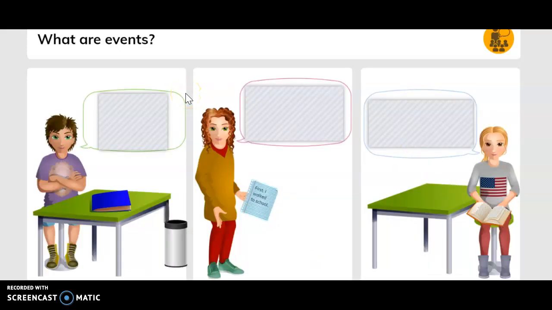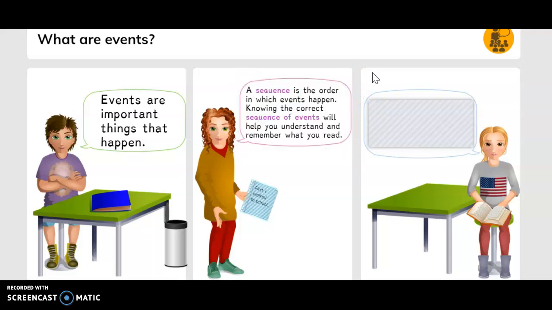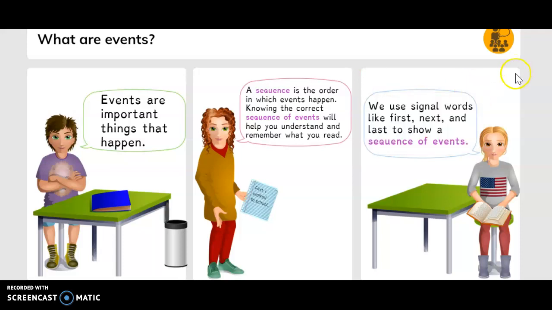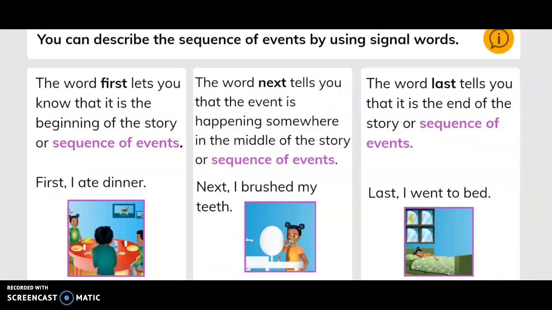What are events? Events are important things that happen. A sequence is the order in which events happen. Knowing the correct sequence of events will help you understand and remember what you read. We use signal words like first, next, and last to show a sequence of events. You can describe the sequence of events by using signal words.